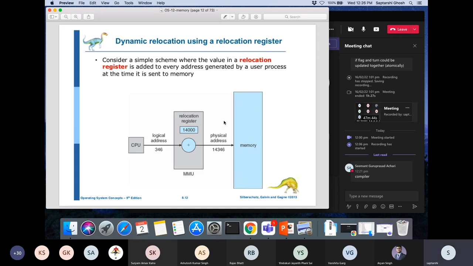Different processes will have different values for the relocation register. So even though different processes executing on the CPU might generate the same logical address, they will actually get mapped to different locations in the physical memory because we are adding this relocation register to each of them.